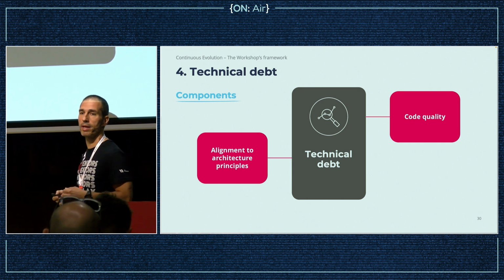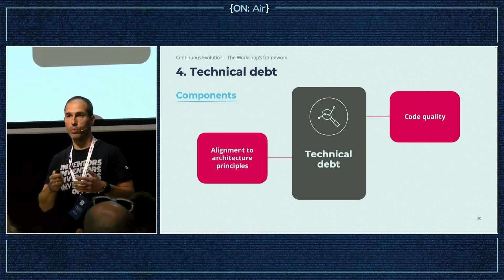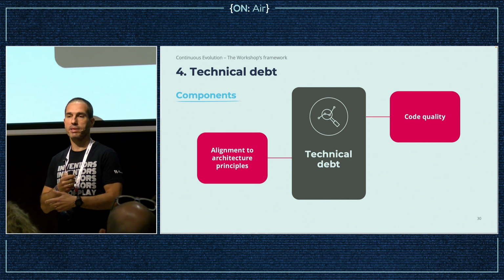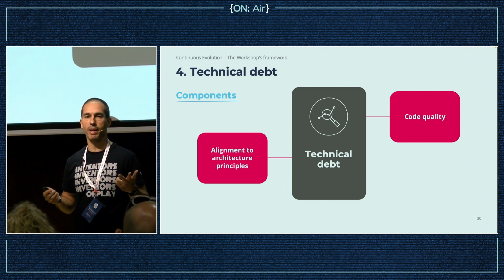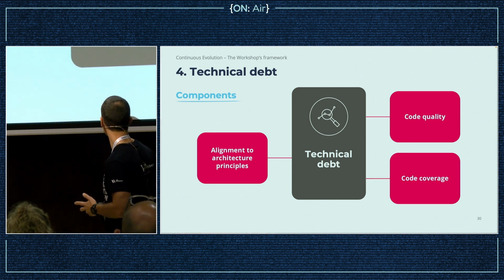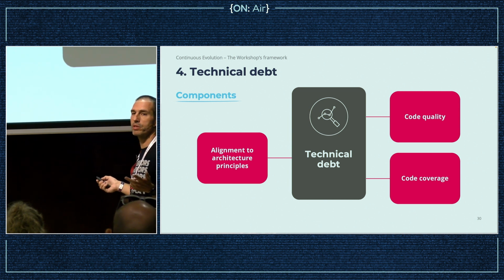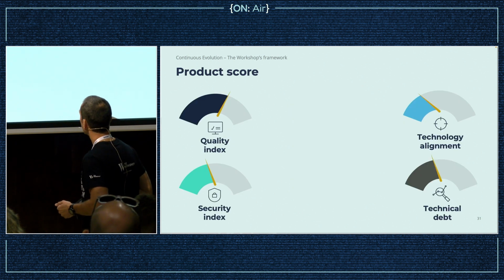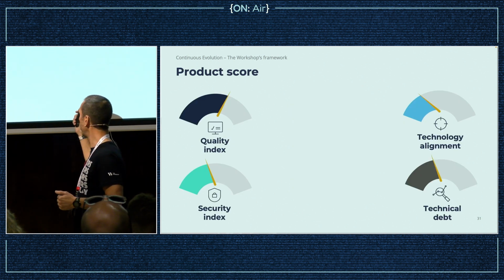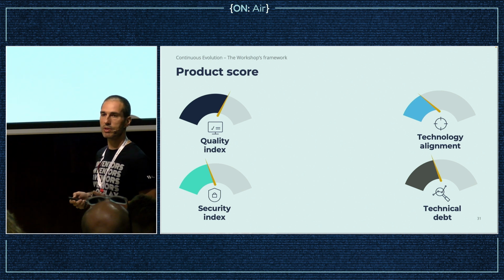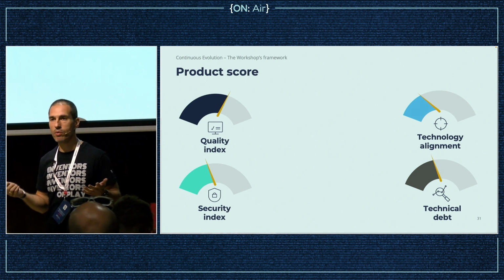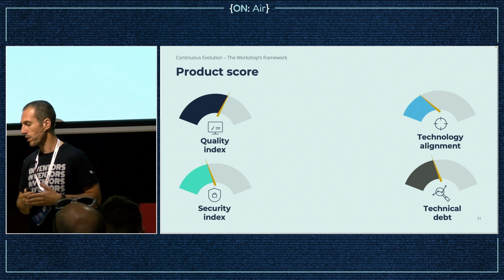Code quality is how we measure, through static code analysis, things like complexity or coupling or maintainability. And finally, the last one is the test coverage that we have in our products. So we have gone through the 4 functions that are part of our framework, that build our framework.